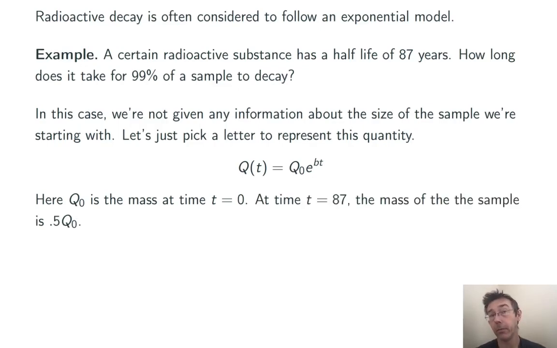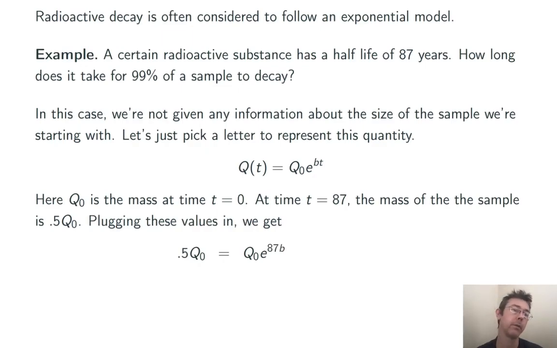Now we're going to do the same thing that we did in the previous example. We're going to plug in the information we're given. At time t equals 87, the mass of the sample is supposed to be half as much as it was when we started. So it's 0.5 times Q naught. Plugging this in, 0.5 Q naught equals Q naught e to the 87b. The Q naughts cancel here.